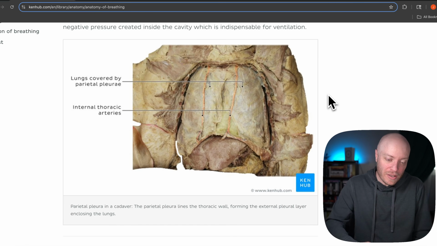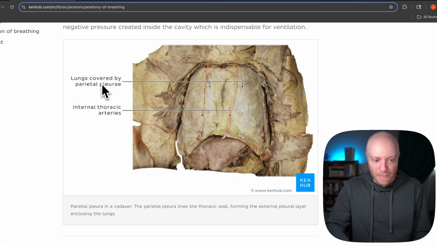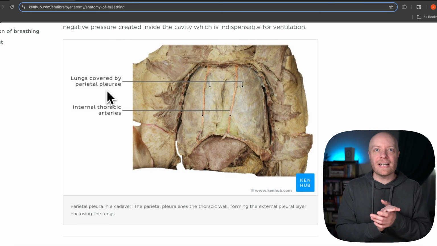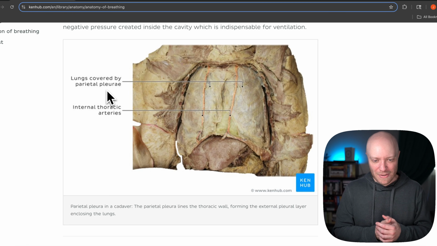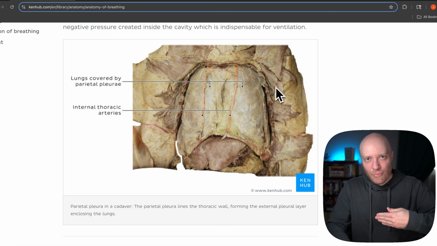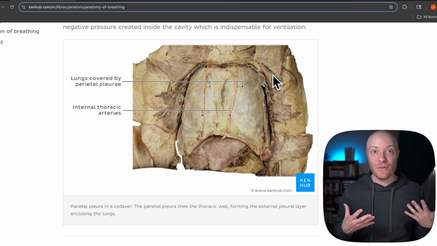But I think very quickly you're going to notice that it says lungs covered by the parietal pleura. And then you're like, oh, okay, I'm looking at the lungs. But why don't they look like the lungs? Well, that's because of the pleura. But let's walk through what this image is, because this is an anterior view.